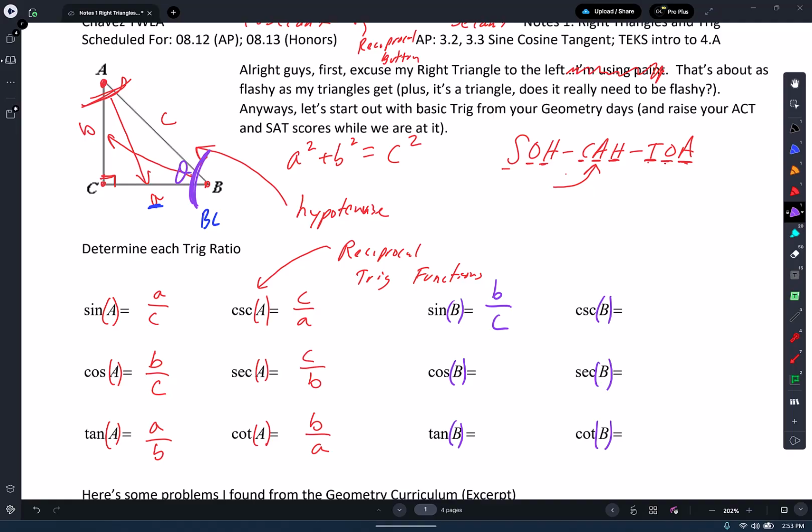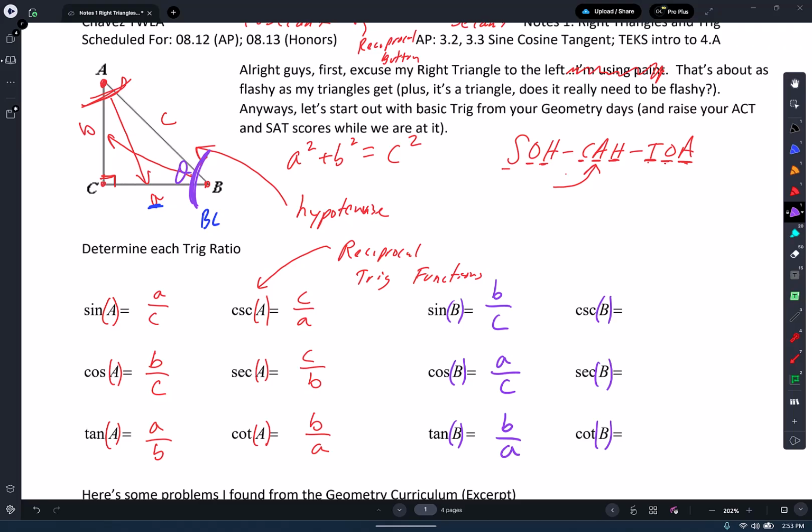Cosine B. What is adjacent to angle B? Little a over little c. Tangent B. What is opposite to angle B? B, and then my adjacent, A. Where did you get opposite and adjacent? I use my little acronym. The little TOA there, that helps me out. Tangent is opposite over adjacent.